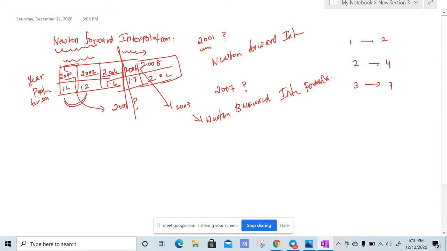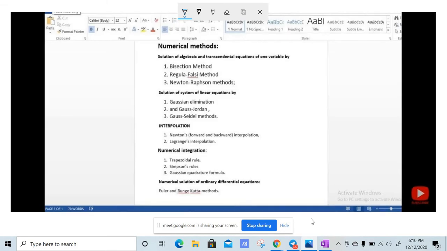If the interval width is not the same, you should use the Lagrange interpolation formula, which is the second method in the syllabus. I'm talking about the width of the interval. If the width of the interval is the same, you can use the Newton forward and backward interpolation formula.